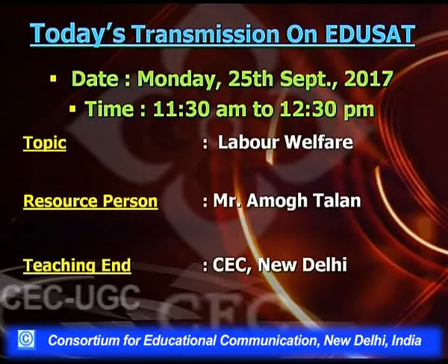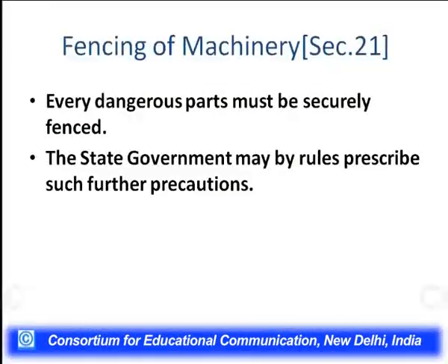Welcome back, friends. Before the break, we were discussing certain sections of the Factories Act 1948, which ensure the health and welfare of the labor working in a factory. We discussed sections 11 to 20 regarding the health of the workers and how the Factories Act 1948, along with the state government provisions, helps to ensure the health of the workers working in a production factory. Then sections 21 to 40 are regarding the safety of the workers, which we are going to discuss. Section 21, I started with this, fencing of the machinery, which says that every dangerous part of the machinery shall be securely fenced, and the state government may prescribe further precautions.